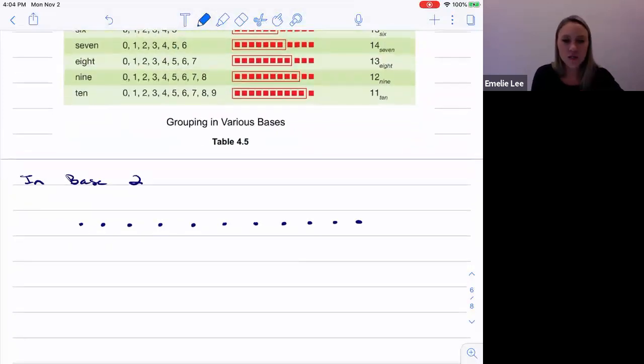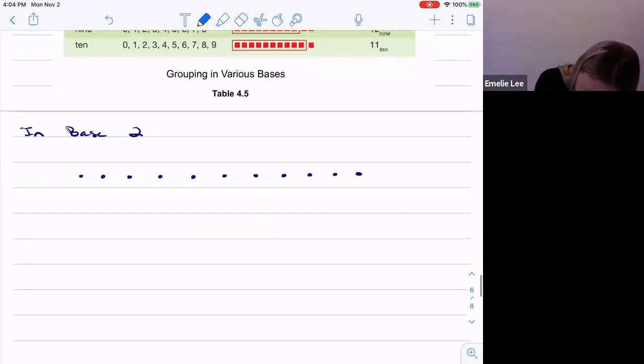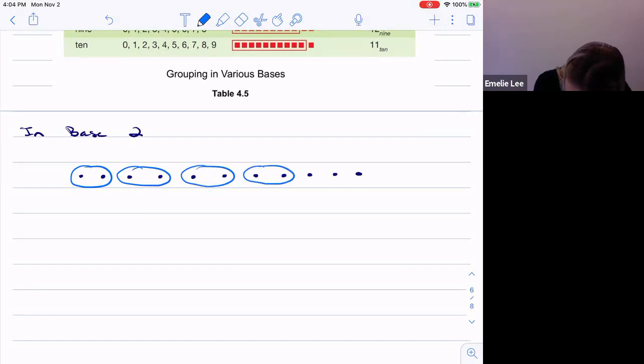In base 2, just like we were doing in base 10, instead of finding groups of 10 and lumping them together, we're going to find groups of 2. First I'm just going to circle groups of 2. One left over, that's all right.